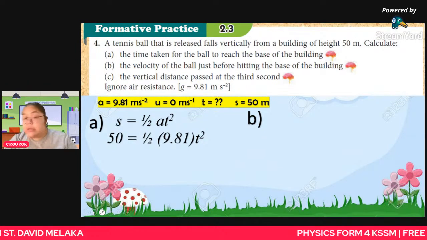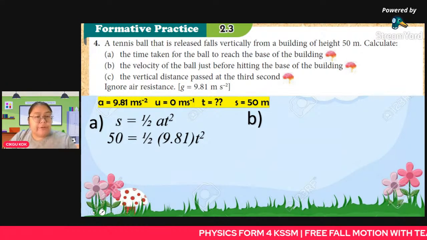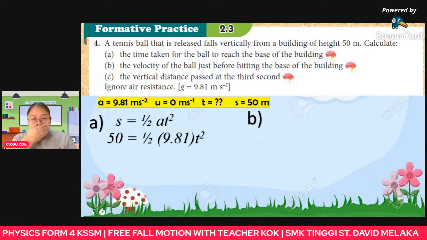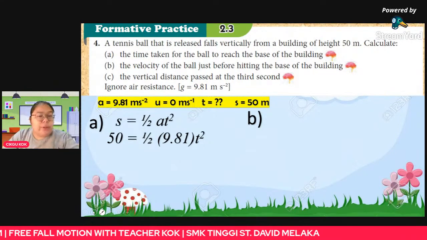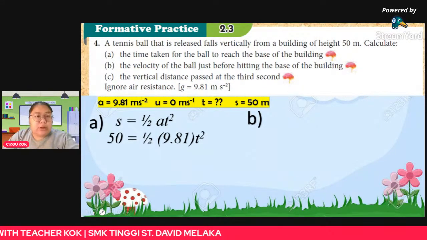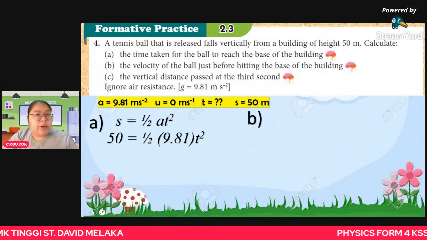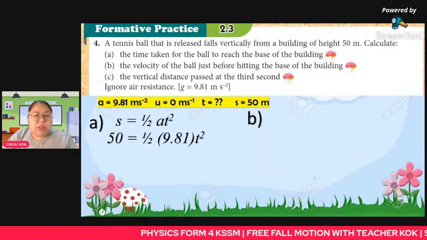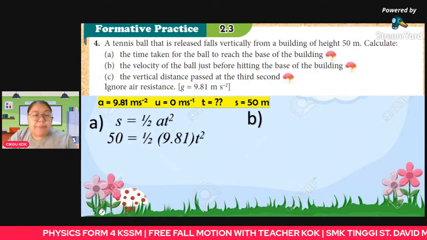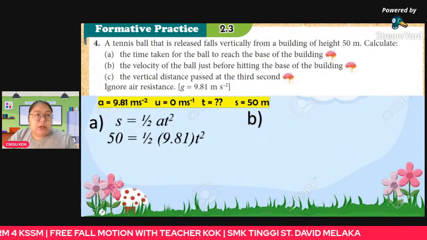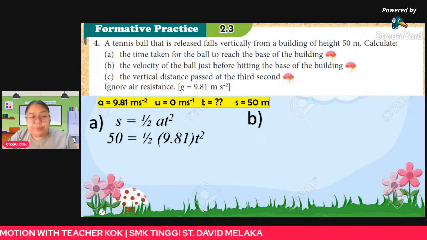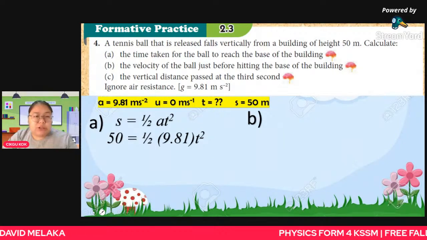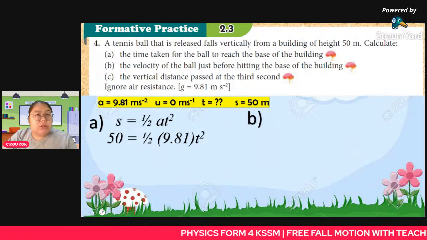Okay, so I want the answer from the student. Give me the answer for the time taken for the ball to reach the base of the building. Okay, I want your answer. You show me here. Okay, we just have 2 more questions left, so you can do the calculation. I just wait for your answer. Okay, the time taken for the ball to reach the base of the building. Okay, can any student respond? Respond for me the time taken to reach. Okay, anybody?